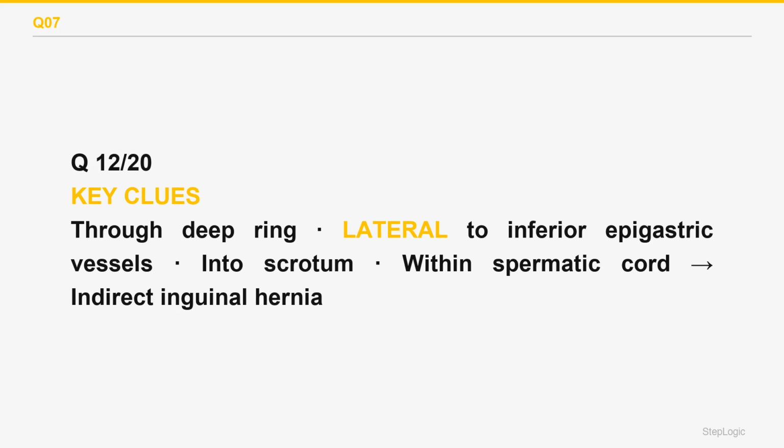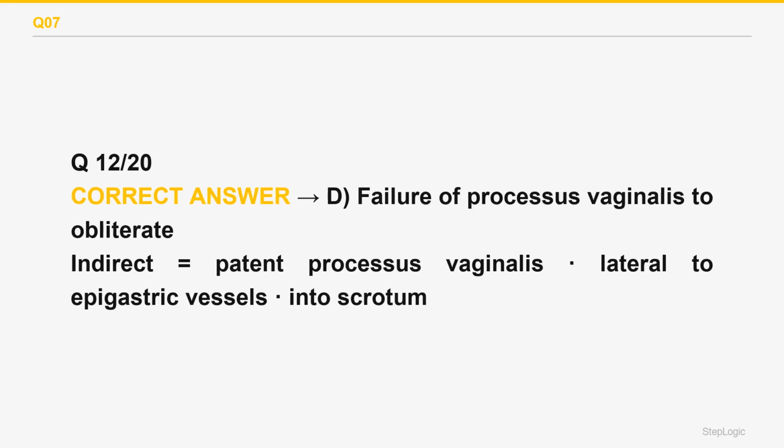It normally closes after descent. If it stays patent, abdominal contents can follow the same path: through the deep inguinal ring, lateral to the inferior epigastric vessels, down the inguinal canal within the spermatic cord, and into the scrotum. This is why indirect hernias are the most common type and often present in infants and young patients. The correct answer is D.